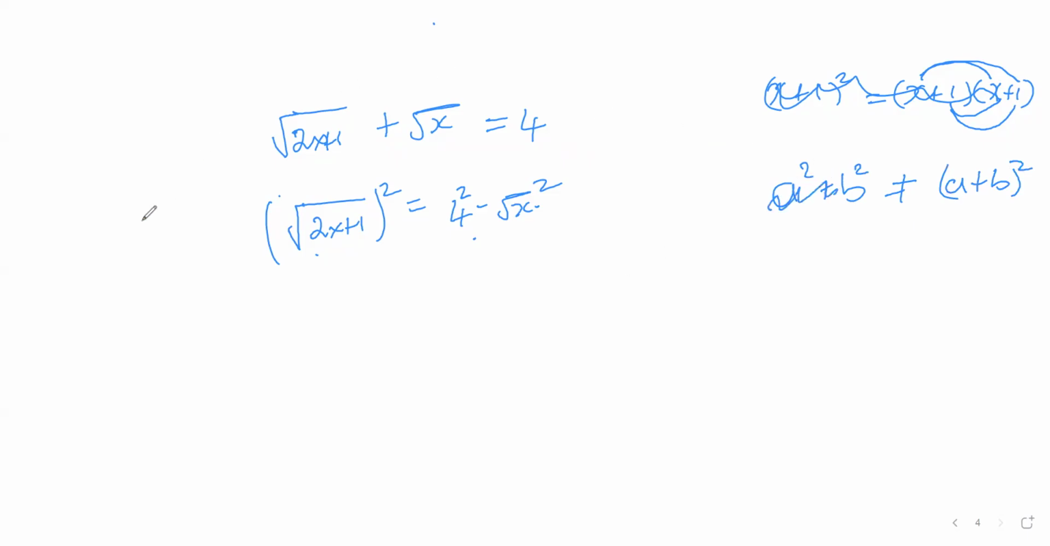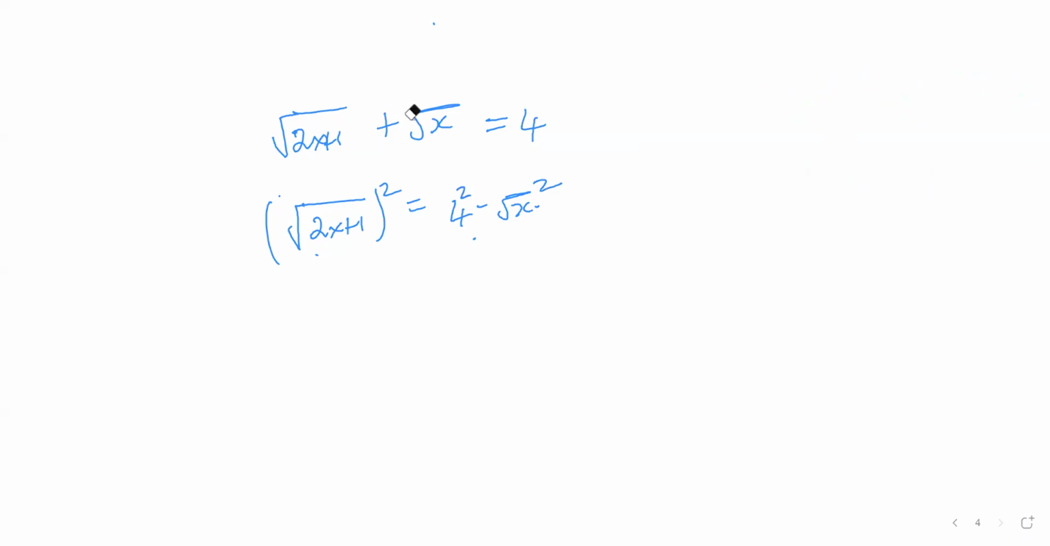So squaring both sides simply means squaring everything, putting everything together in one bracket and squaring all of it, not individually. Not individually like this. This is wrong. Square the entire side like that. Again, by our laws of exponents, the square and the square root here cancel, and we are left with 2x plus 1 on this side.